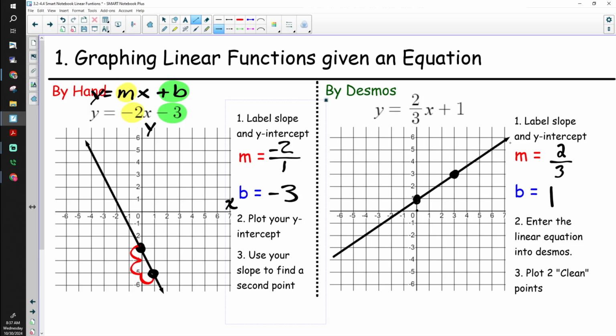Here's the graph of the line. It has a slope of 2/3 and a y-intercept of 1. Its equation is 2/3 x plus 1. That's the Desmos way. Now, is the Desmos way faster?